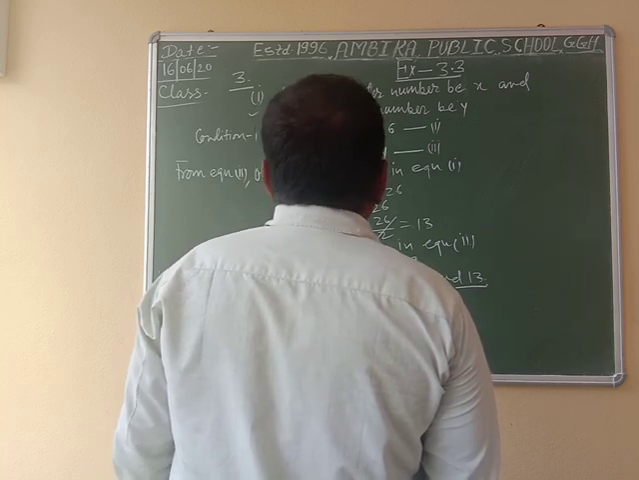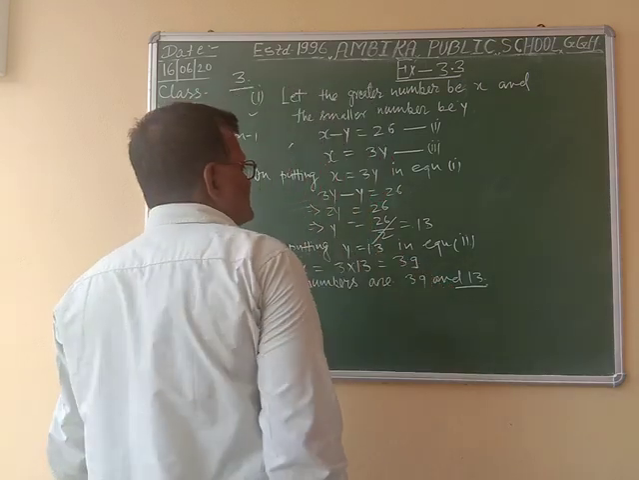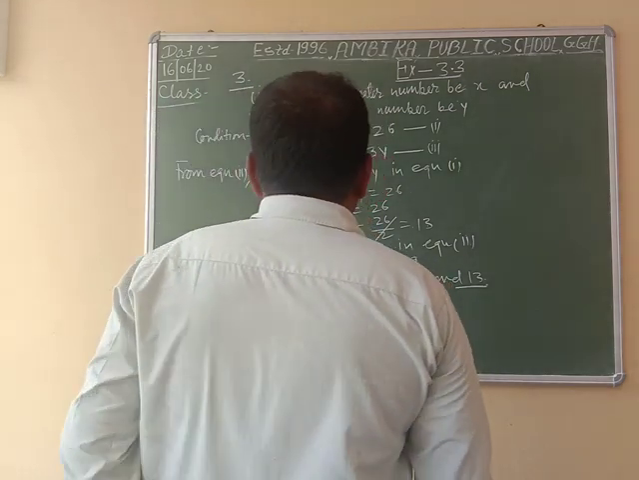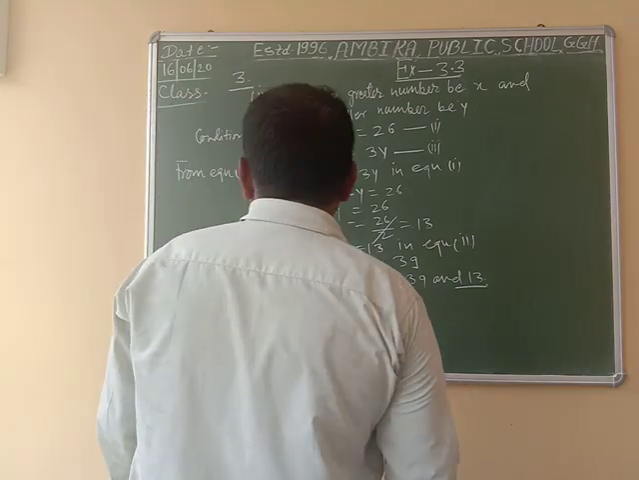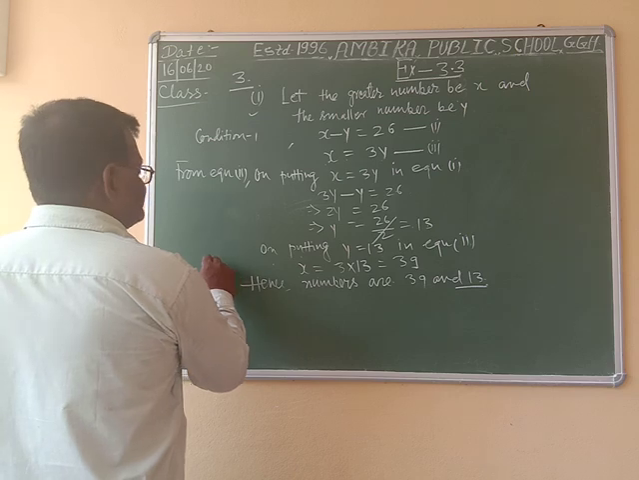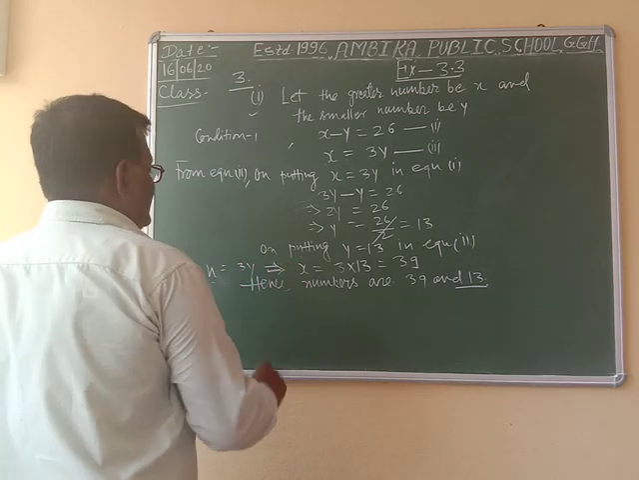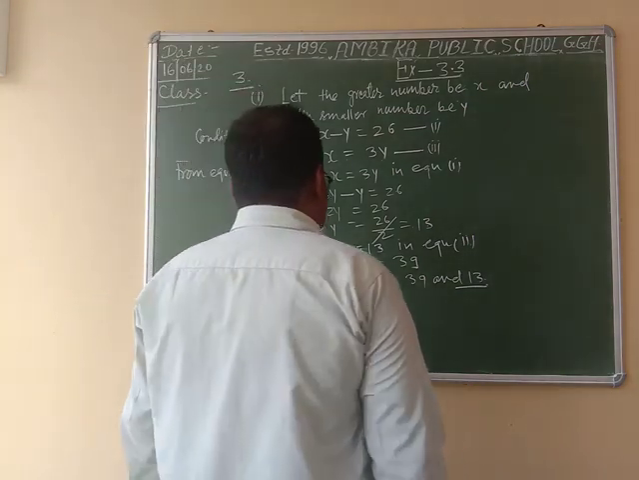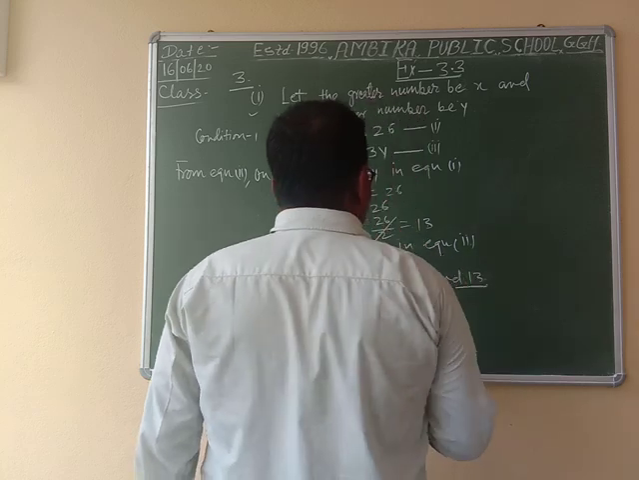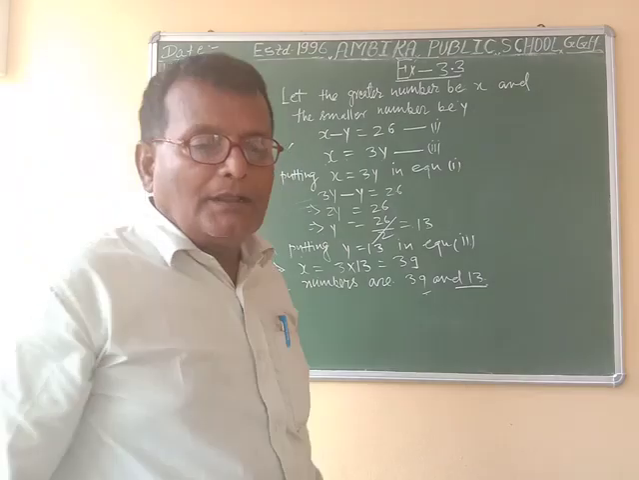Therefore, y is equal to 26 by 2, equal to 13. On putting y is equal to 13 in equation 2, x is equal to 3y, x is equal to 3 into 13, equal to 39. Hence one number is 39, the greater number, and the smaller number is 13.